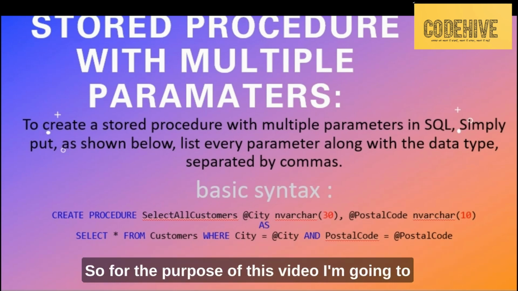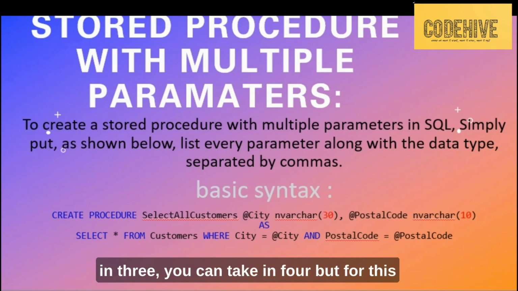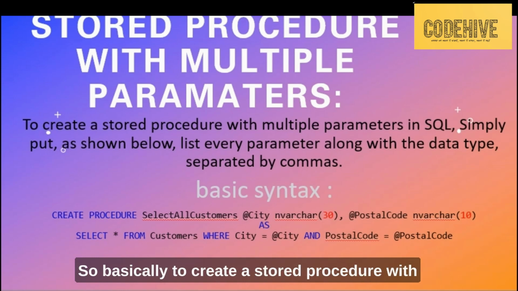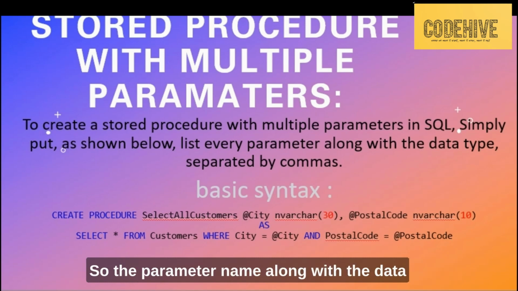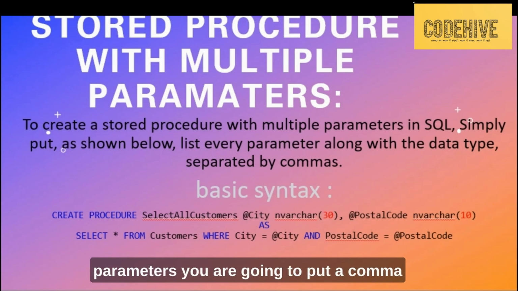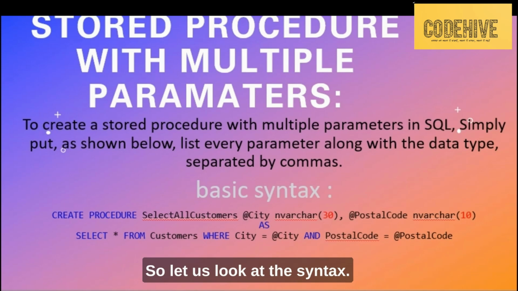For the purpose of this video, I'm just going to take in two parameters, but you can take in three, you can take in four. Basically, to create a stored procedure with multiple parameters, you list every parameter, the parameter name along with the data type. To separate the multiple parameters, you put a comma. So let us look at the syntax.